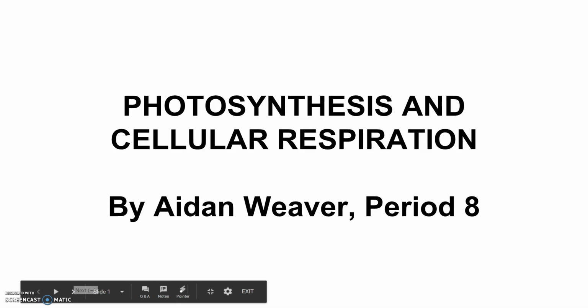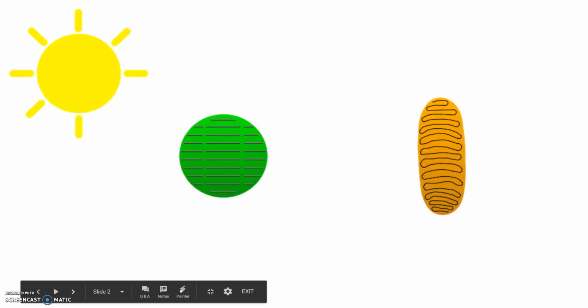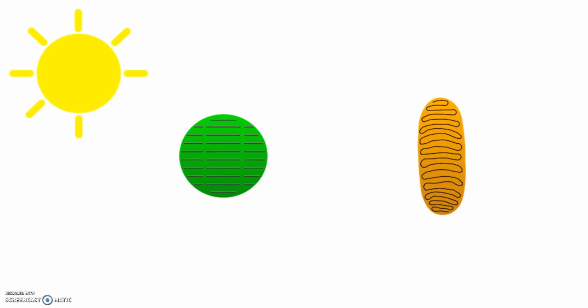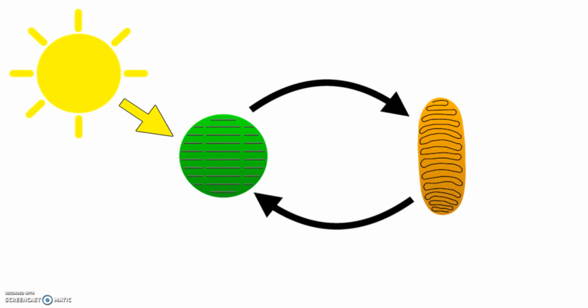Okay, so today we're going to talk about photosynthesis and cellular respiration. First we have a little yellow thing up here, a green thing down here, and an orange thing down here. The yellow thing gives something to the green thing that the green thing needs. Then the green thing gives something to the orange thing that the orange thing needs. And then the orange thing brings it right back to the green thing. And after all that, the orange thing gives out something that the whole cell needs.